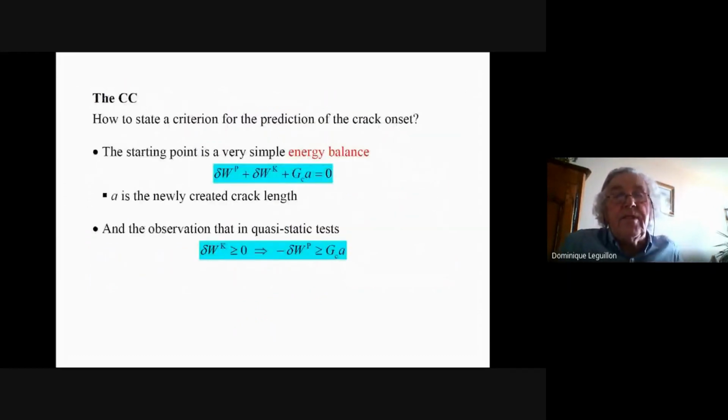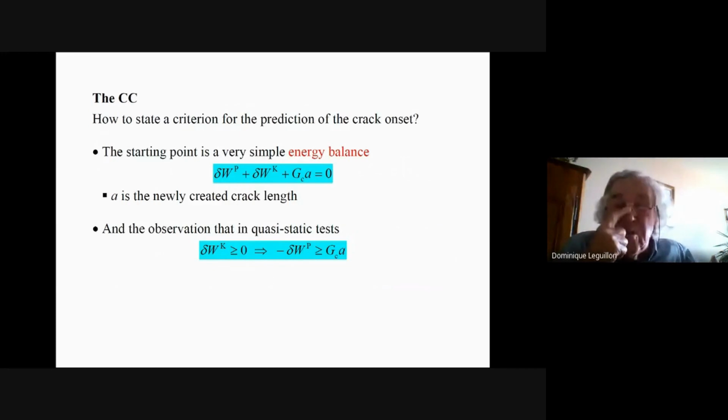Now, what is the CC, the coupled criterion? Sometimes I will say CC now. We start, just like Griffith, from a very simple energy balance based on the elastic solution. The change in potential energy between, remember, the two states, no crack and cracked. The change in kinetic energy between the two states. The energy consumed by failure for a crack with length A. This must be 0. This is the energy balance.